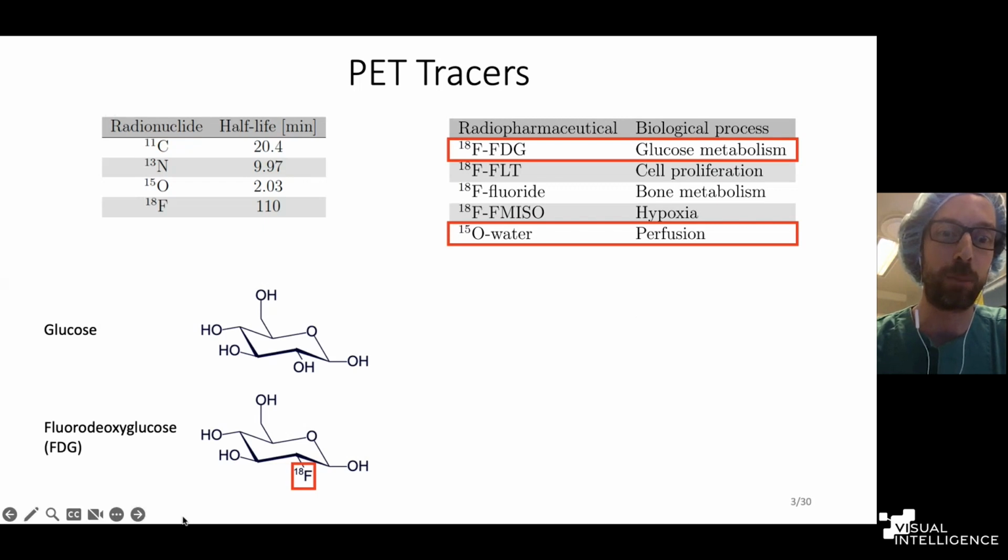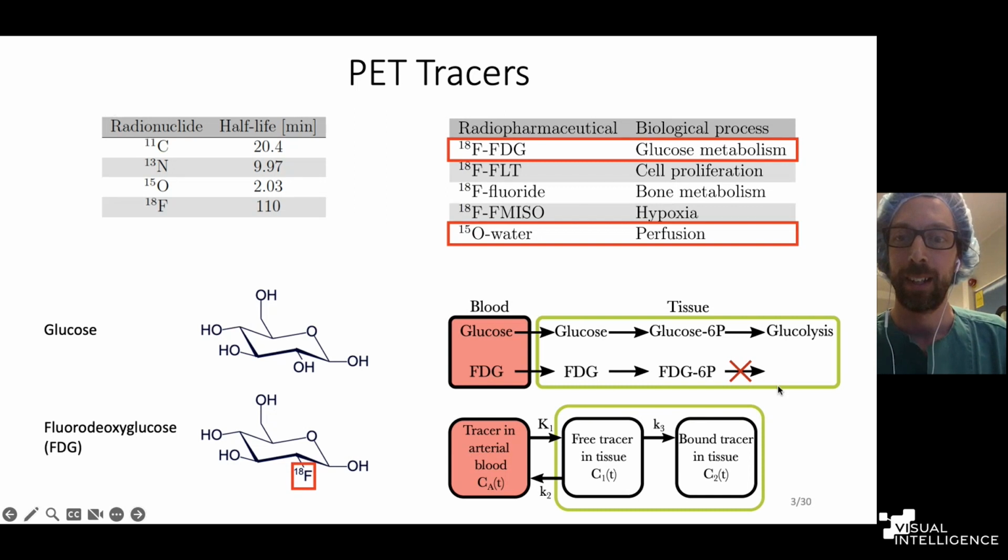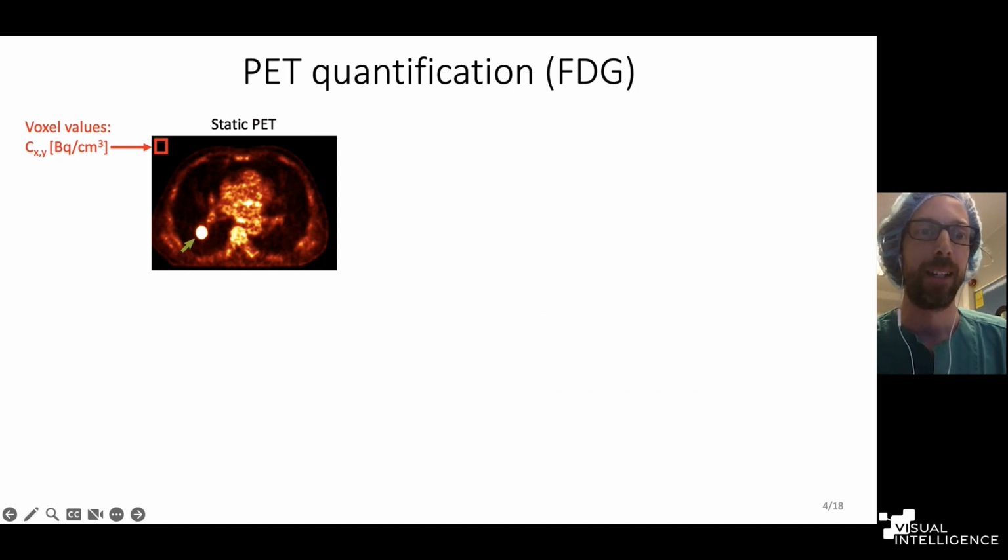So this is how it looks from a chemical point of view. You need some chemists who just replace one of the hydroxyl groups with this radioactive atom here. And then you have radio-labeled glucose in this case, which follows almost the same path as normal glucose, and you can do PET imaging with this. I will come back to how this compartment model can help us in a while.